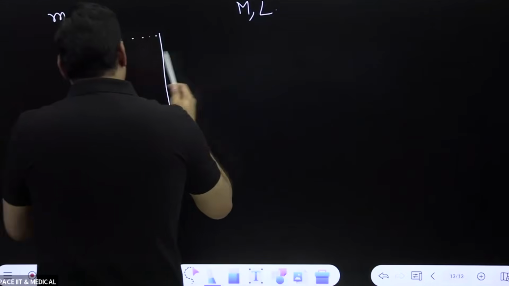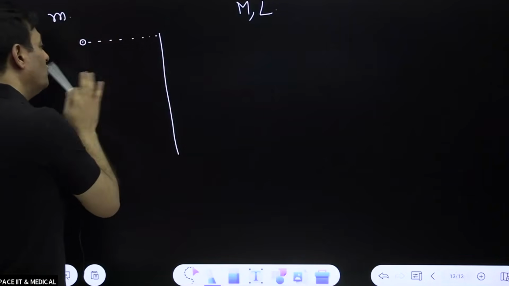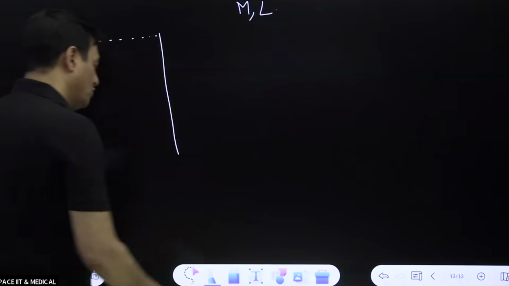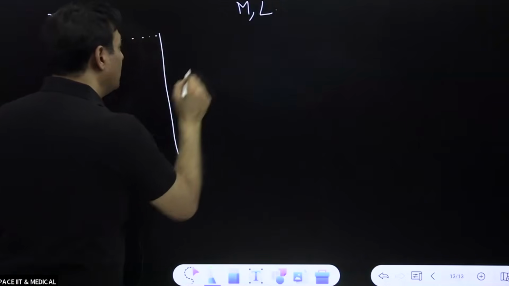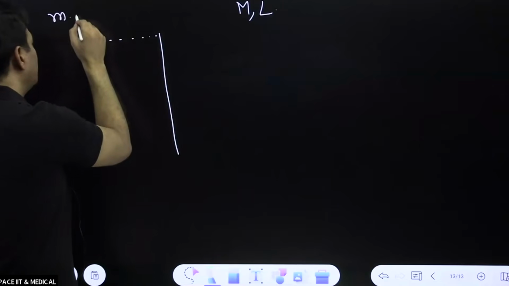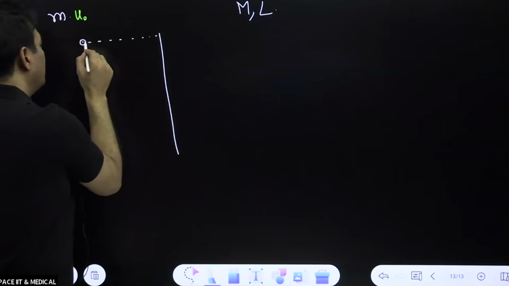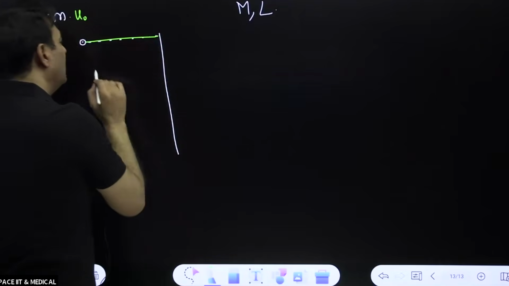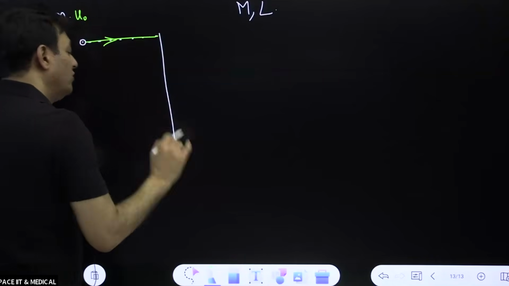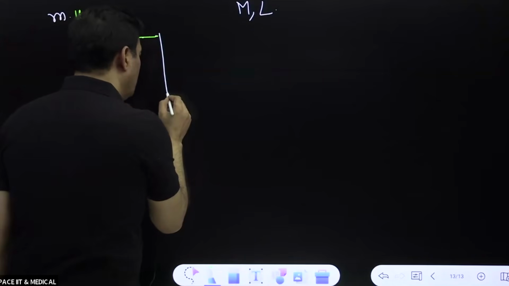Now we are trying to learn how to do these kinds of questions. So can anyone tell me what will be the velocity? The ball of mass small m is coming with u naught, and it is going to collide near the other end, and then it moves with some velocity after collision. You have to tell me what that will be.